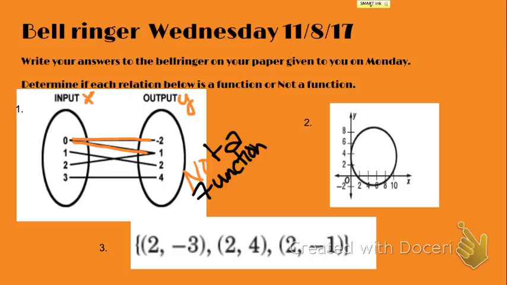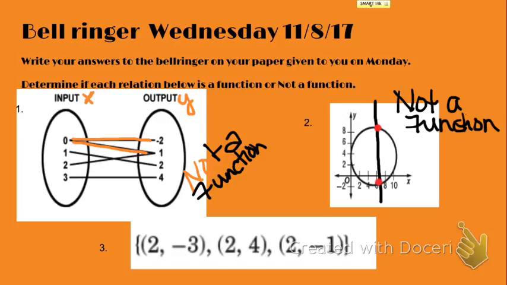And number two. With a graph, we have to do the vertical line test. So if you were to draw a vertical line on this graph, would it go through more than 1 point? Well, in this case, it's going through more than 2 points because this would be a point and this would be a point. So that makes this not a function as well, because it did not pass the vertical line test.